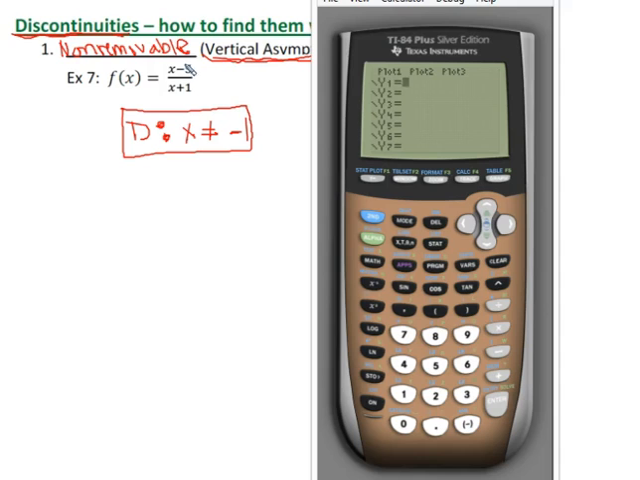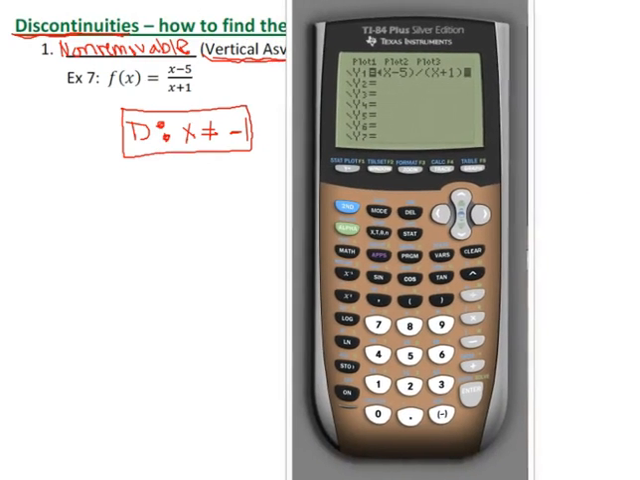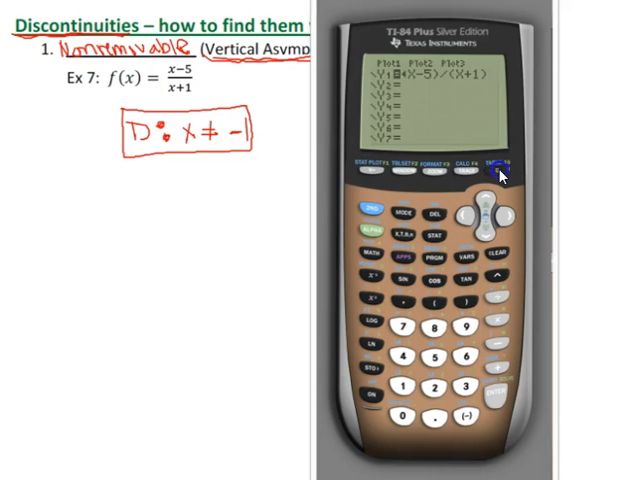Go to our y equals, and you have to be careful when you're typing in a fraction because we want to take the entire top, which would be x minus 5, and divide it by the entire bottom, x plus 1. So we need to put it in parentheses to denote the entire top being divided by the entire bottom. Here we go. Now let's hit graph.